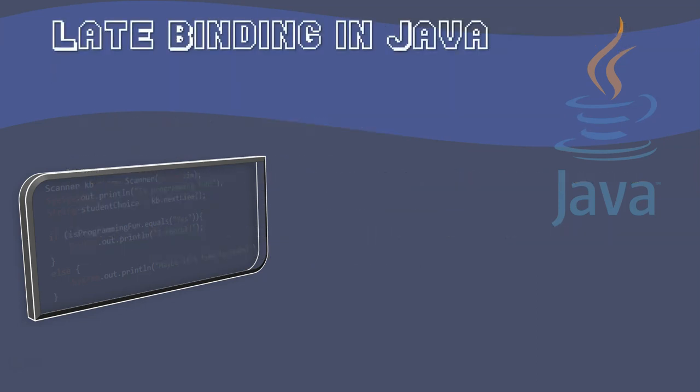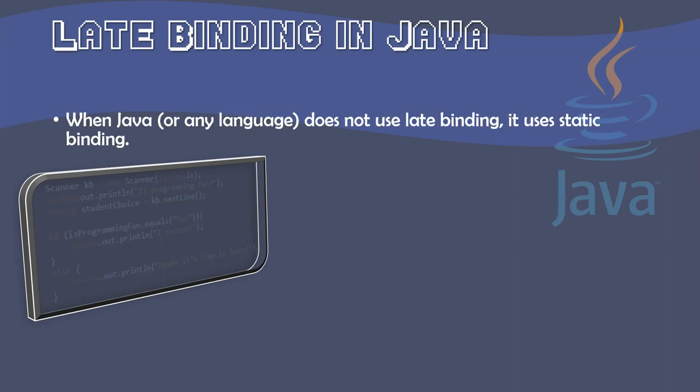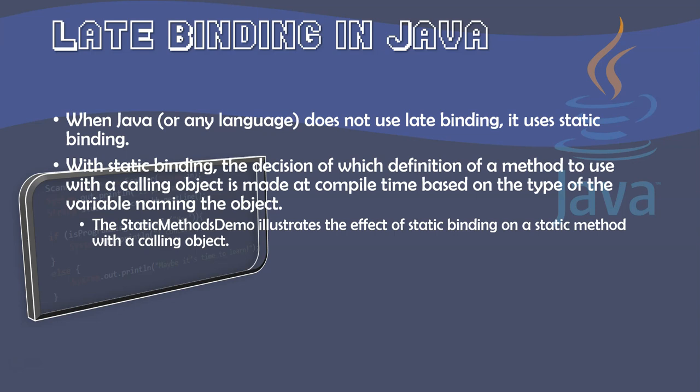And that takes us to our last thing to talk about today, which is how late binding in Java is executed. When Java, or really any other programming language, does not use late binding, it's using what's known as static binding. With static binding, the decision of which definition of a method to use with the calling object is made at compile time, based upon the type of the variable naming the object.